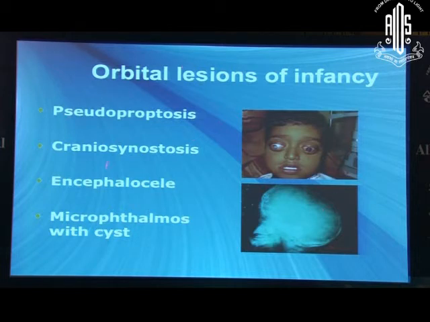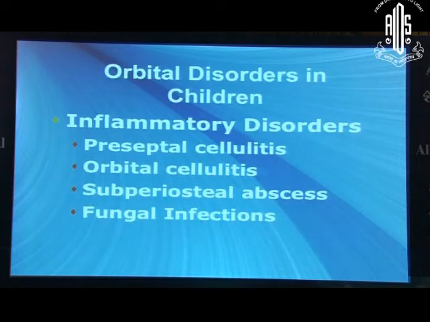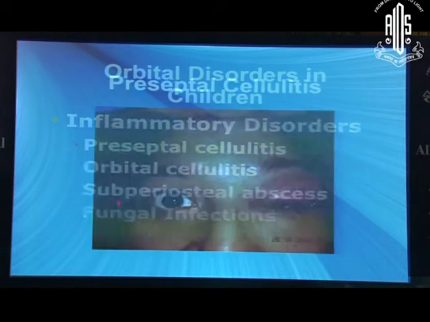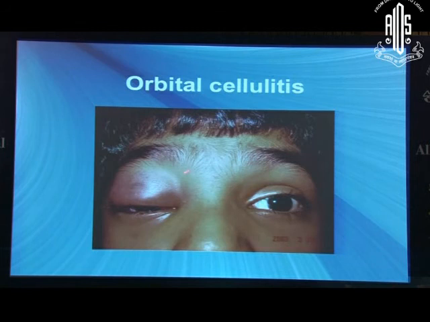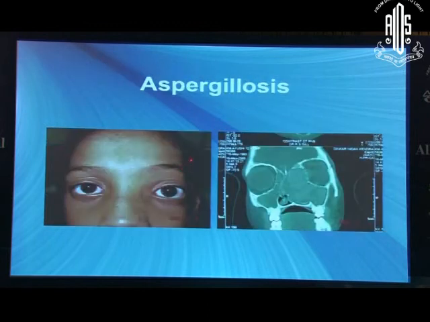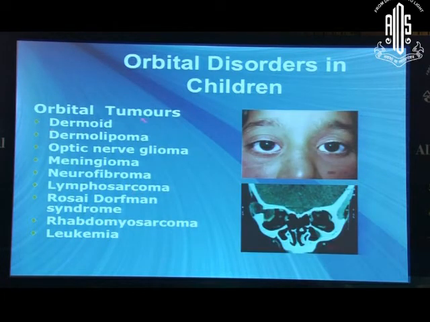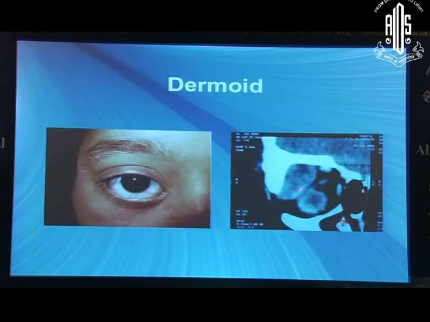In infancy, you may have the various congenital anomalies like this encephalocele, teratomas, and you may have capillary hemangiomas. In children, you may have the various inflammatory disorders such as the preseptal cellulitis, orbital cellulitis, subperiosteal abscesses, or even fungal infections such as aspergillosis. Parasitic infestations are common. Myocysticercosis is one of the commonest causes in our country.